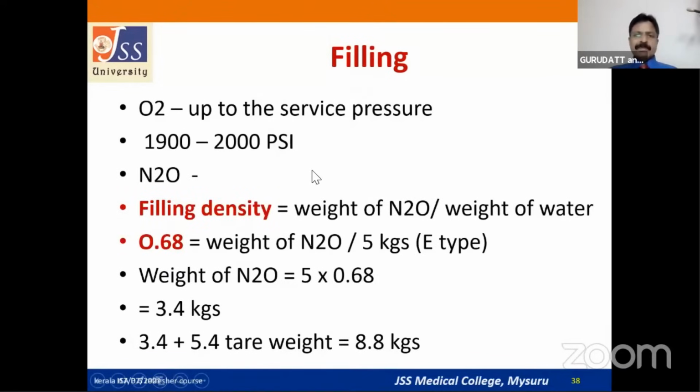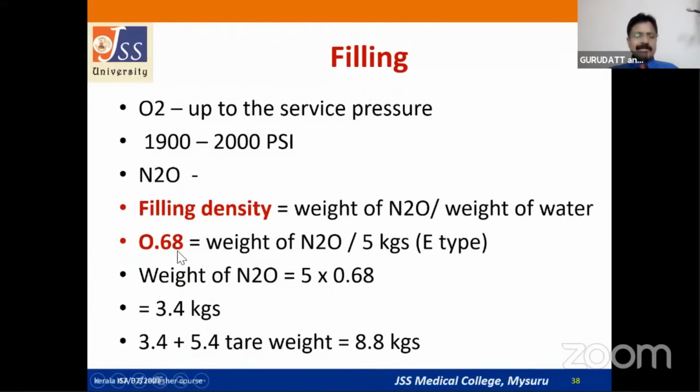Whereas nitrous oxide is a liquid gas, and the gauge pressure will always show the vapor pressure at 20 degrees centigrade, that is 745 psig. So this cannot be filled based on the gauge pressure. Usually it is filled using what is called the filling density. This is another question you will be asked about: how liquid gases, especially nitrous oxide, are filled. The filling density is nothing but the weight of nitrous oxide divided by the weight of water. The cylinder capacity is about 5 liters, and because the density of water is 1, 5 liters of water will weigh 5 kgs. So the denominator is 5 kgs. The numerator is the weight of nitrous oxide.